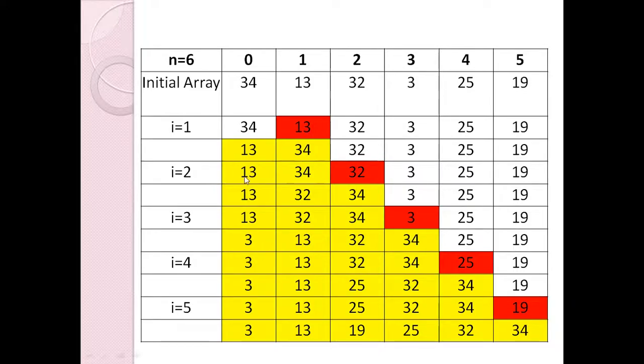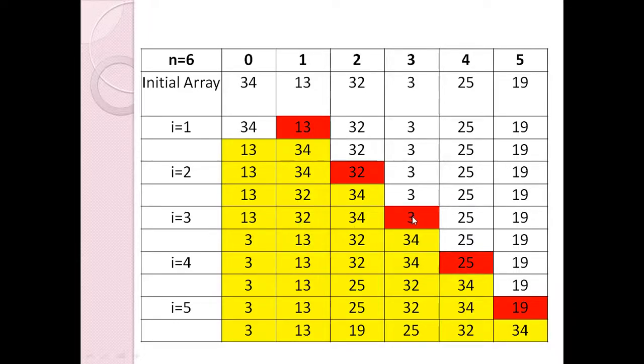At i equals 2, we will take the element number 2, that is 32 here, and we will insert it at the appropriate place from position 0 to 2. So how to find that appropriate place? This 13 is smaller, this 34 is greater, so here will come 32. This 34 is greater than 32, so it will be shifted towards the right, this position is vacated, and 32 is stored here. So now this much array is sorted.